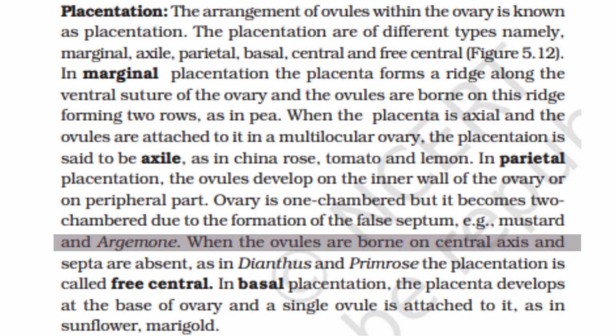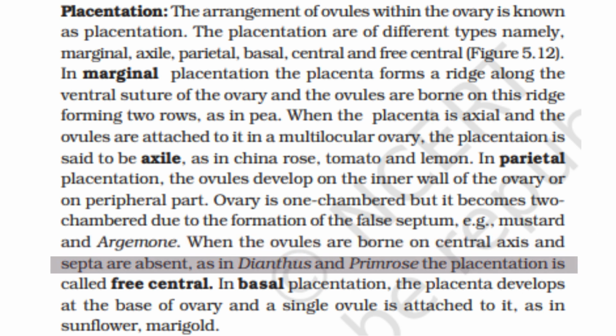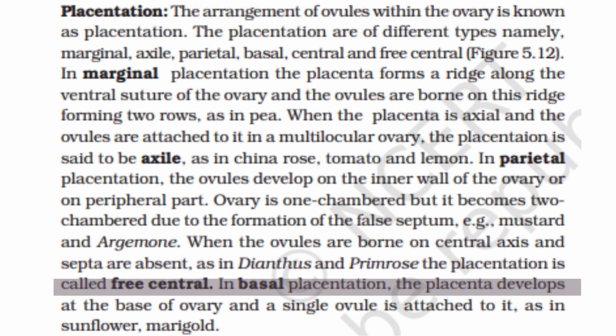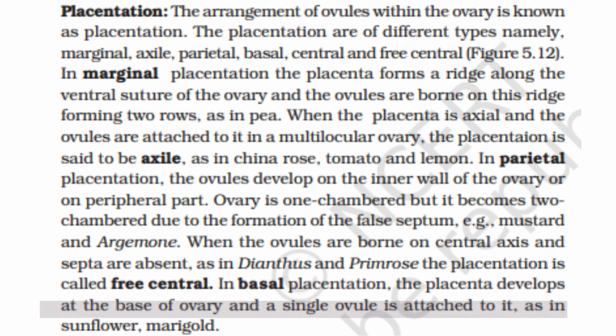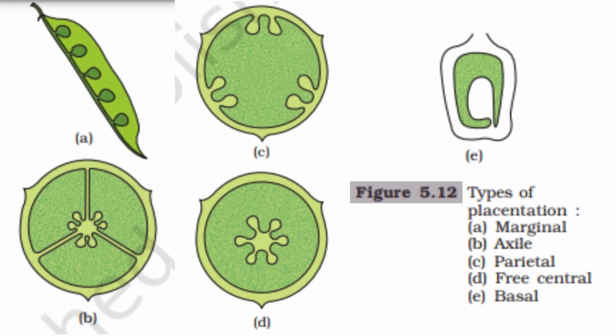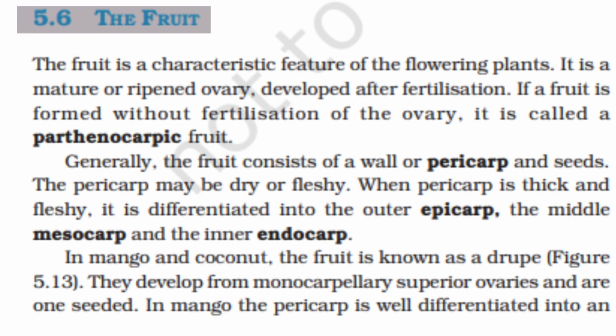Example, mustard and argemone. When the ovules are borne on the central axis and septa are absent, as in dianthus and primrose, the placentation is called free central. In basal placentation, the placenta develops at the base of the ovary and a single ovule is attached to it, as in sunflower and marigold. Figure 5.12 Types of placentation: A. Marginal, B. Axile, C. Parietal, D. Free central, E. Basal.